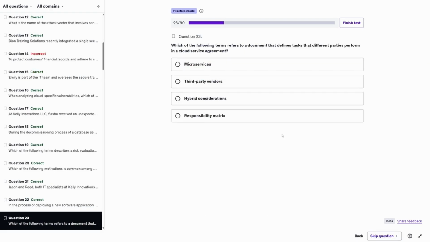Which of the following terms refers to a document that defines tasks that different parties perform in a cloud service agreement?